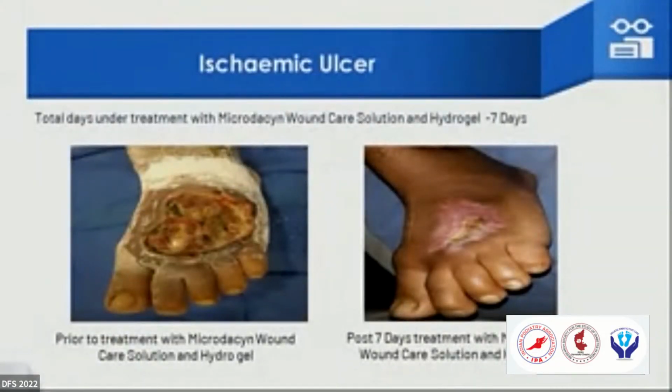Then this is another important thing: ischemic ulcers. Ischemic ulcers, we really don't know what is to be done. Sometimes we just leave it. We keep watching to see what will happen.